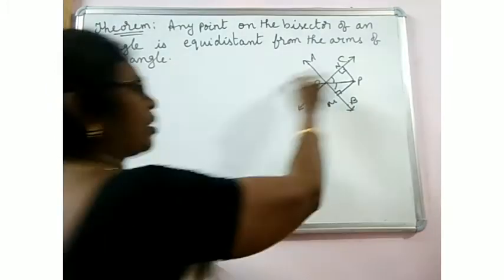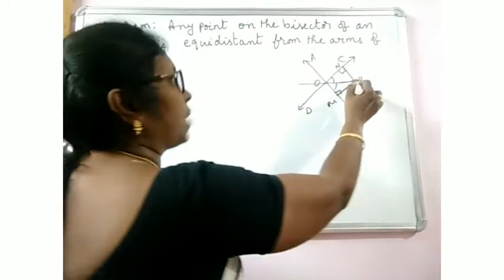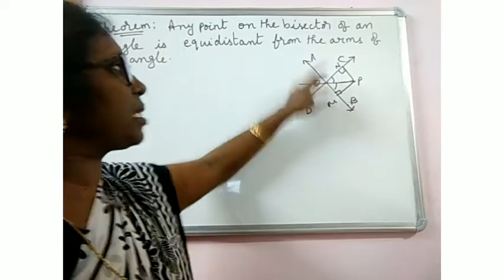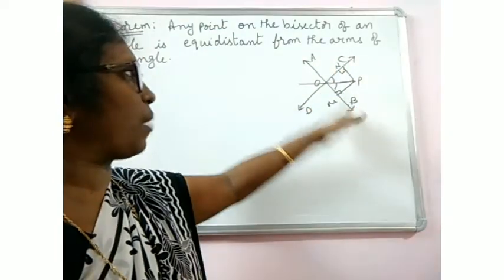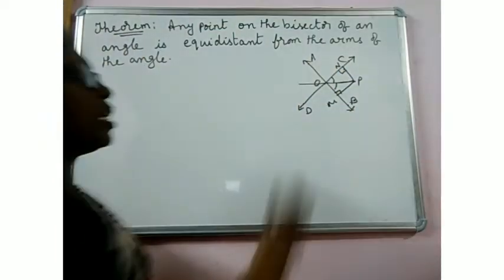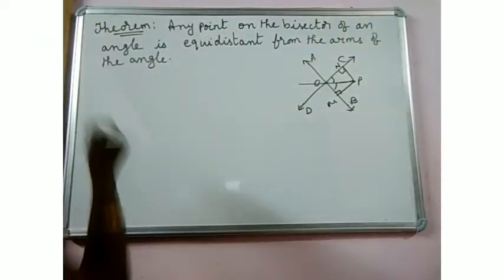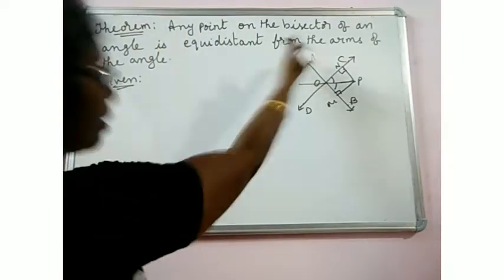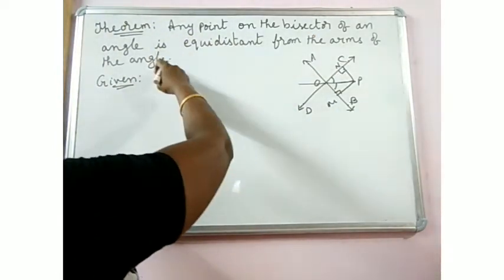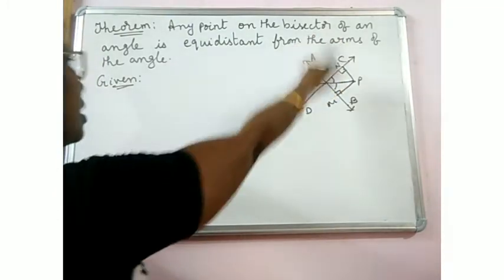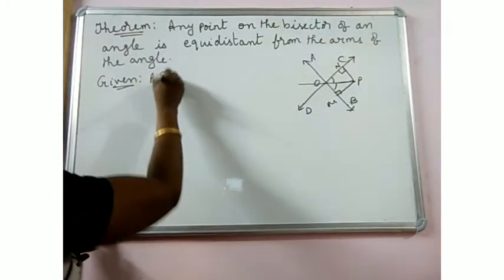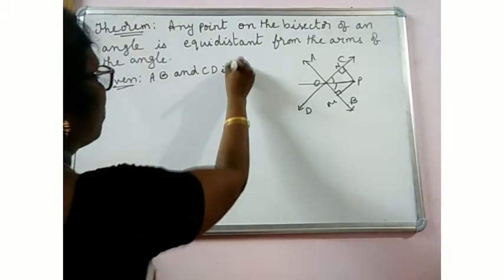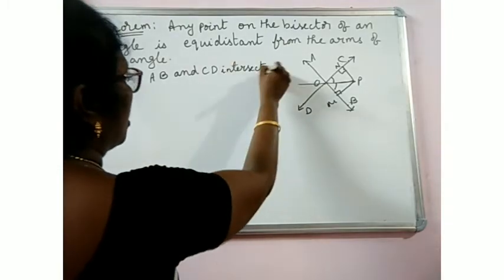If P lies on the bisector of angle BOC, then P is equidistant from the two arms of the angle. Means for angle BOC, OB is one arm, OC is another arm. So PM equal to PN you have to prove. What is given here is, in the question it is given arms of the angle, only for one angle. I have drawn two straight lines. So AB and CD intersect at O.